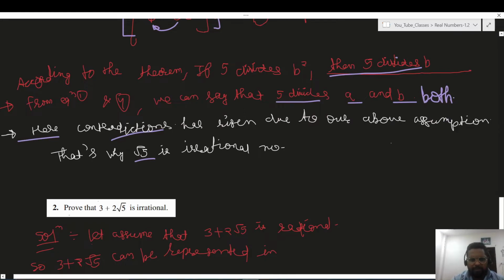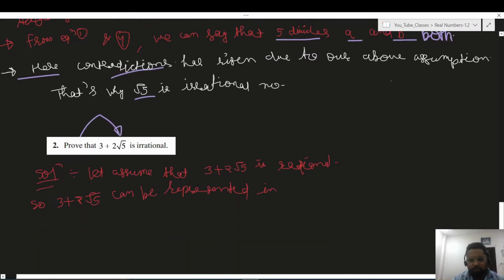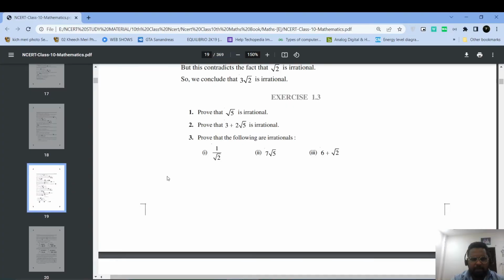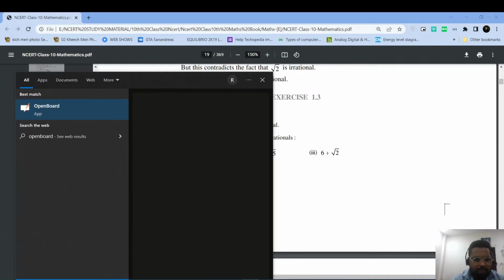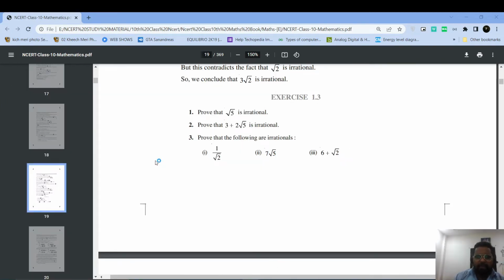Now look at our next example, which is we need to prove that 3 plus root 2 5 is an irrational number. So what I will do, I will open another software, because I don't trust this software too much, because when I was shooting the previous video, it hung badly, and that video was not recorded properly.